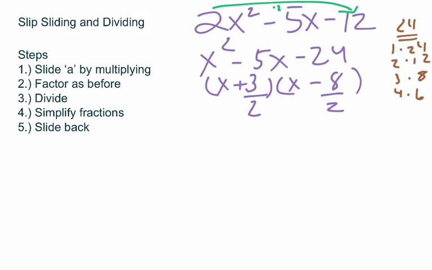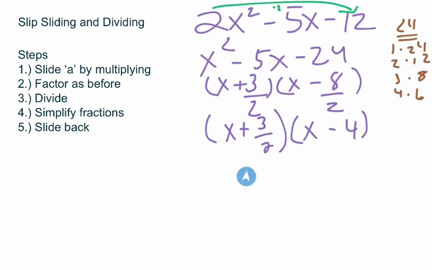Step 4 is you need to simplify the fractions. Now, a lot of times there won't be anything to simplify with the fraction, just letting you know. But we do have a little simplification here. If I do 8 divided by 2, I get 4. And then step 5, where it says slide back, what we mean is we take the denominator and we slide it back. So we get 2x plus 3 and then x minus 4.